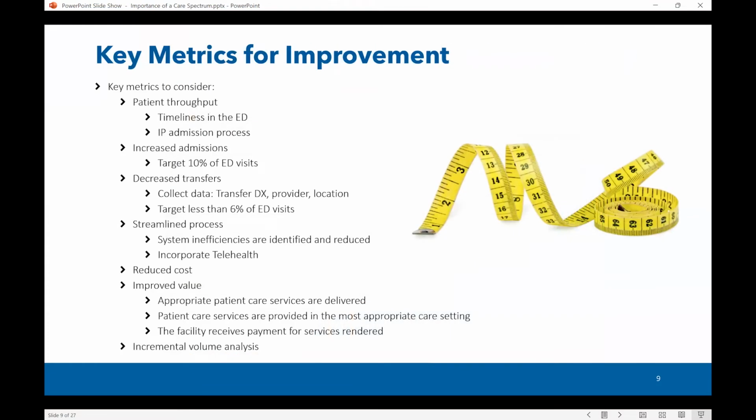So within your care spectrum, we want to look at key metrics. We look at the patient throughput. That has to do with timeliness in the ED. The care spectrum definitely impacts that. It impacts the inpatient admission process. We want to target about 10% of our ED visits for admissions to our facility. Now, that is variable based on the services that you offer, but that's the target that we like to have hospitals use.